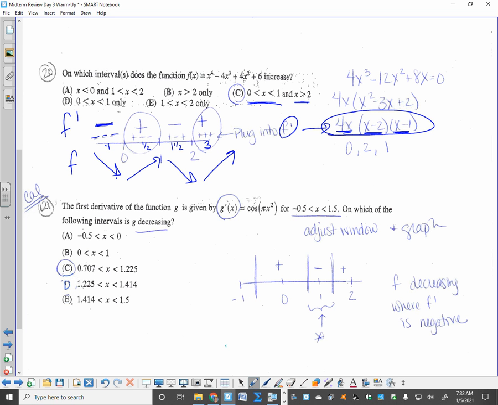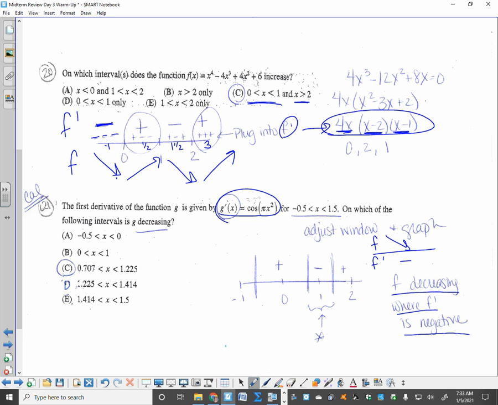Okay, 21, calculator active. This says the first derivative of the function g is given by, okay, so that is the first derivative. It gives me an interval. On which of the following intervals is g decreasing? Okay, g is decreasing, and for some reason I've changed it to f. F is decreasing where f prime is negative. So f is decreasing where f prime is negative. And again, this is the graph of f prime or g prime, whatever.